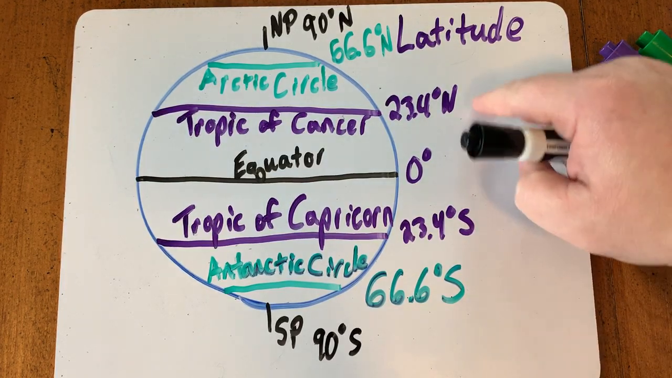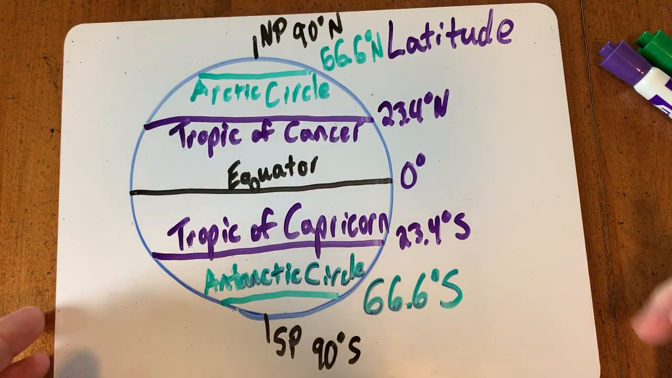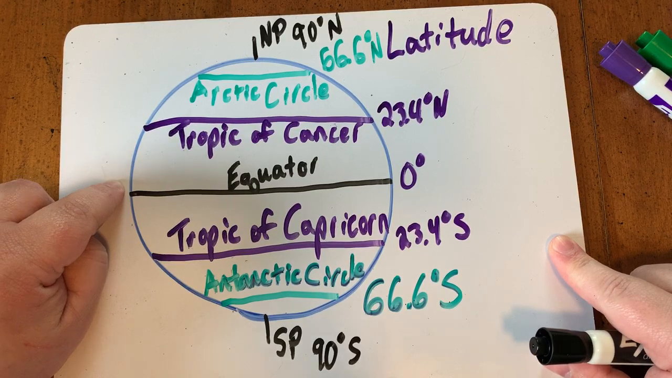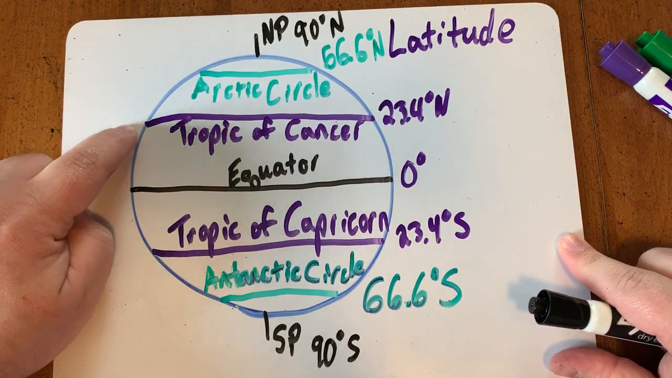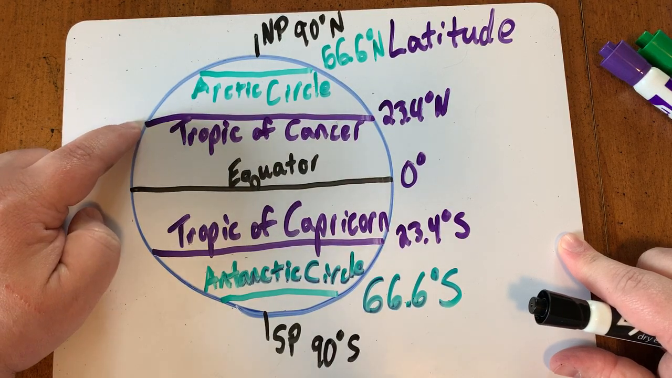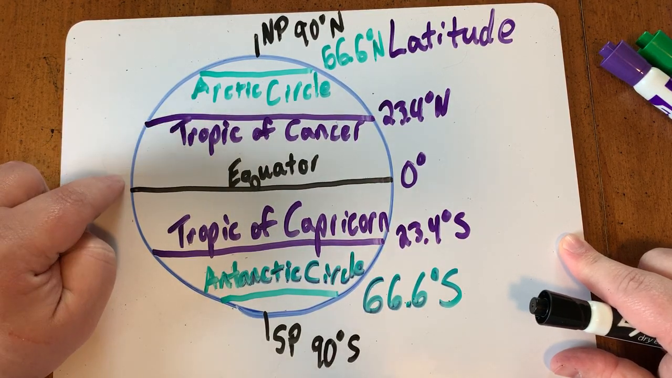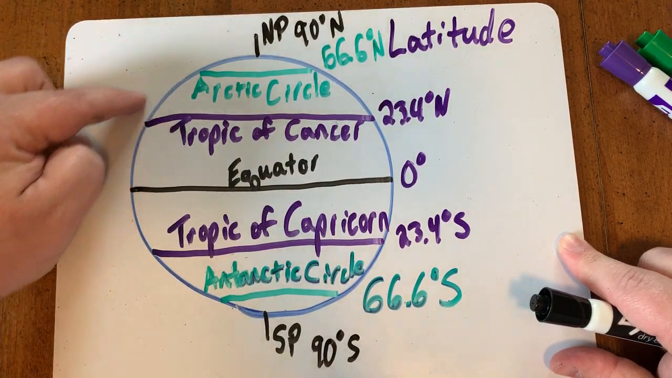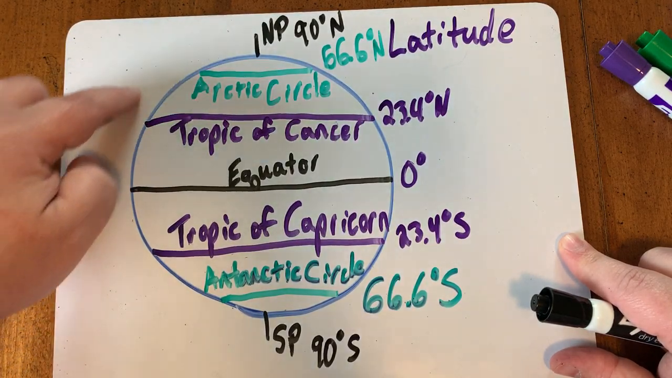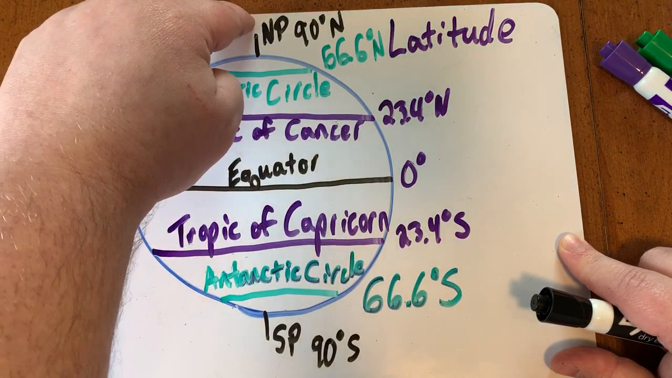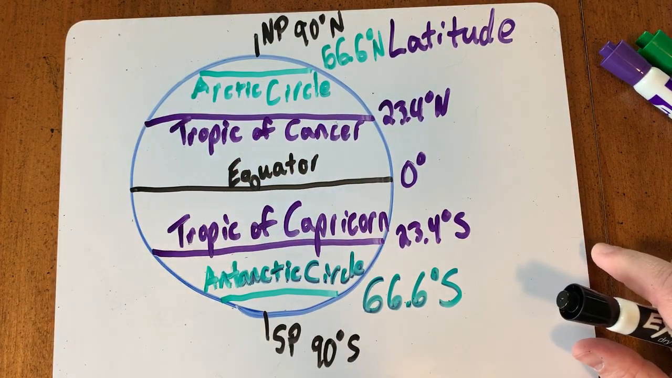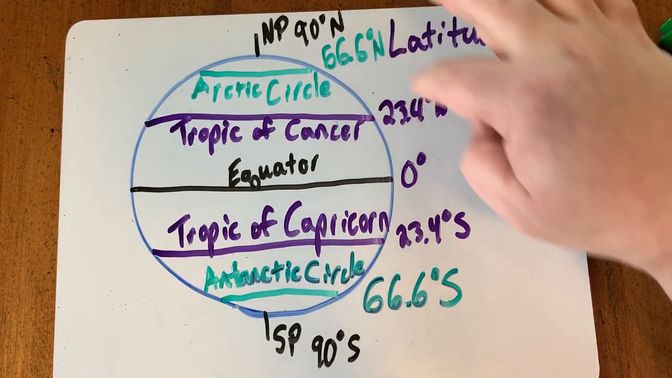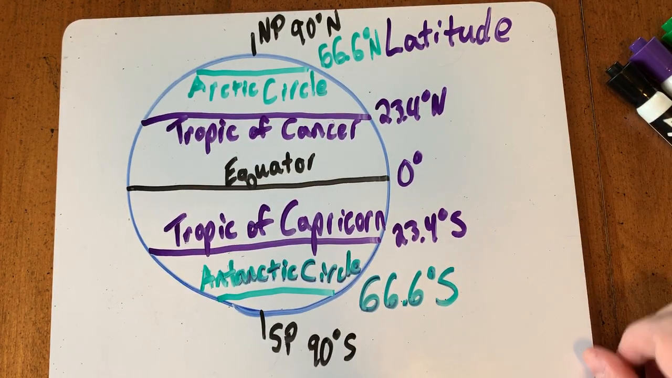And how we get these measures, it is based on the measures of these arcs. So this arc from the equator to the Tropic of Cancer is 23.4 degrees. The arc from the equator to the Arctic Circle, that arc is 66.6 degrees. And from the equator to the North Pole makes sense, it is 90 degrees. It's a quarter of a circle. So that's where these measures actually come from. That's how latitudes are measured.